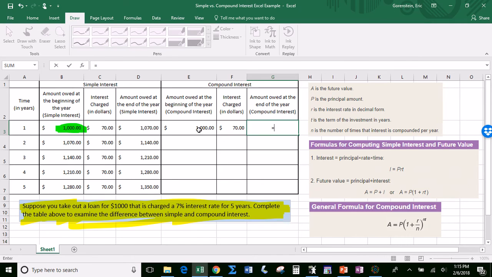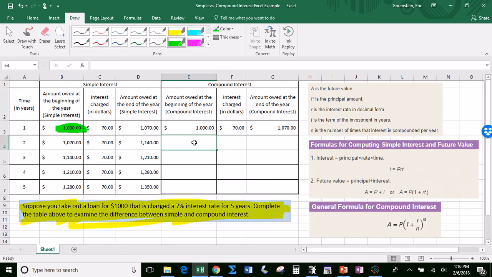At the end of the year, we owe the $1,000 we started with, plus the fee for owing that money for 1 year. So after 1 year, simple interest and compound interest, if compounded annually, give you the same result. The difference is, on the simple interest side, in year two you were still charged 7% of the starting amount. In year three, 7% of the starting amount. Year four, year five, 7% of the starting amount.